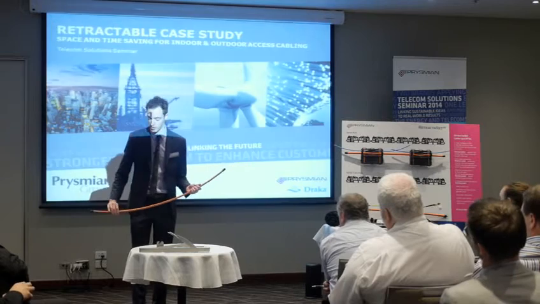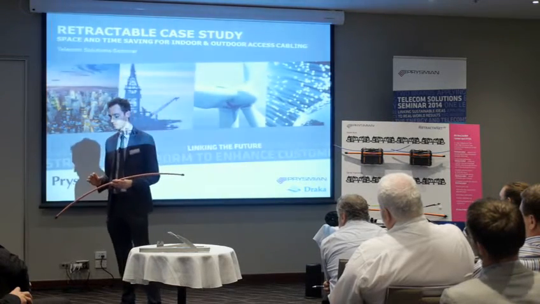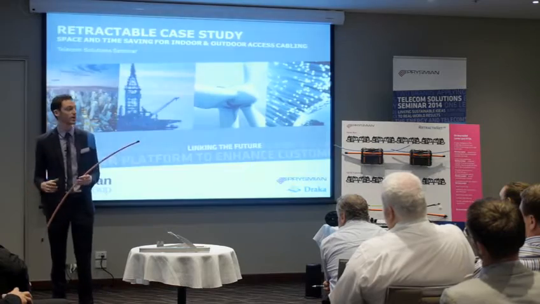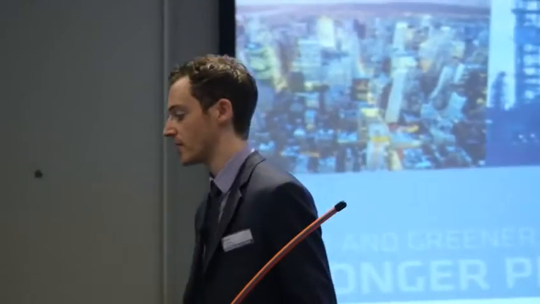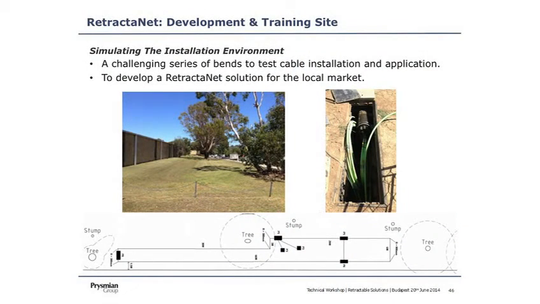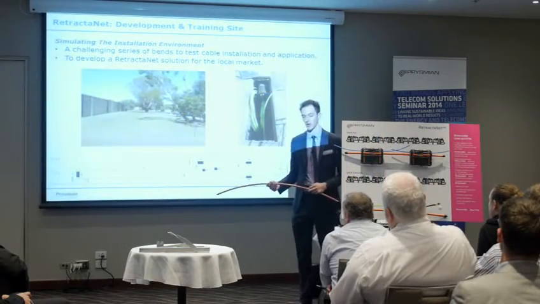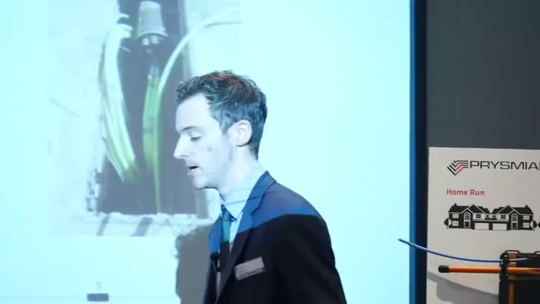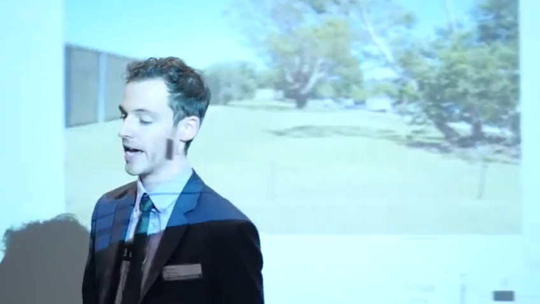In terms of what we're doing in Australia, we understand that this product has got to be tailored to a pit and pipe environment, which we have the majority of in Australia. So for that reason, we've built a pit and pipe test site at our factory in DY. This is a test bed that involves a number of pits linked by two 50mm conduits. The black boxes here are the pits in various different sizes, and we've laid some RetractaNet cable across the test site. This has given us a feel of how the cable would work in a pit and pipe environment when it comes to retracting the elements and handling the cable.